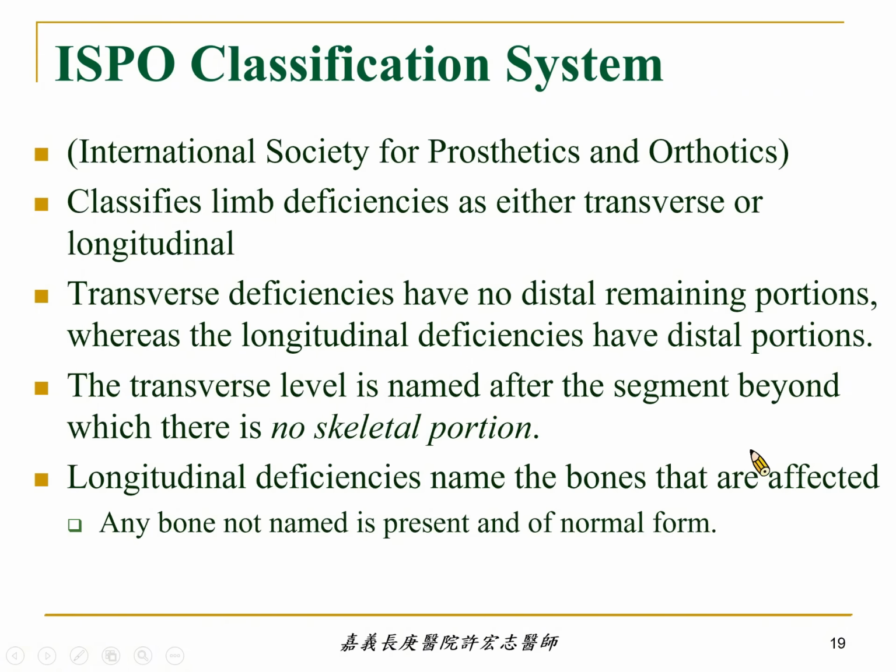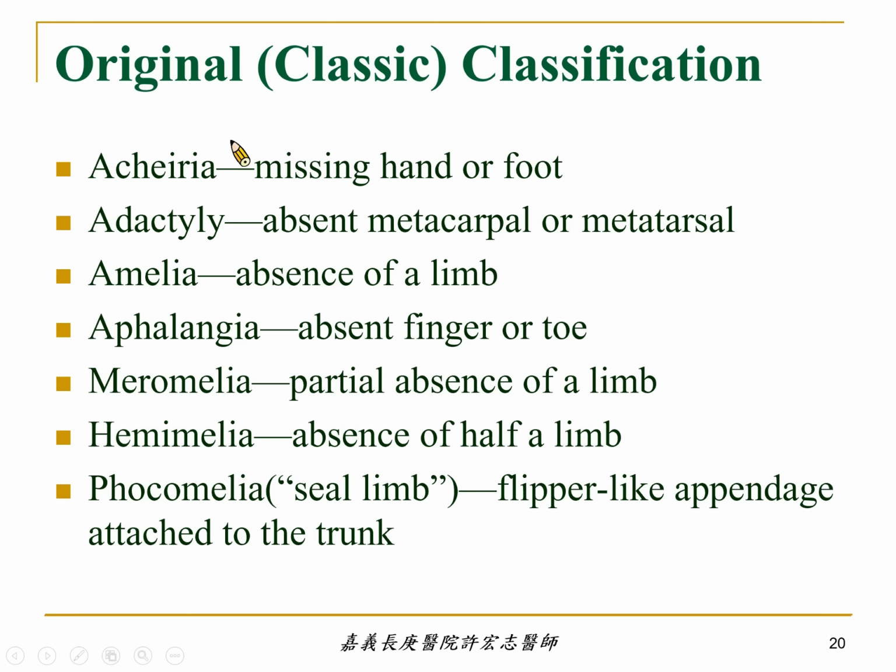You can easily understand it if the deficiency is in this bone, we call that the radial deficiency. It is easy to understand compared to the next two classification systems. So the ISPO system is why it is so popular and so preferred nowadays. And you can see there are original classifications like this.